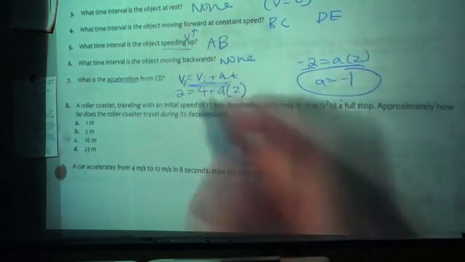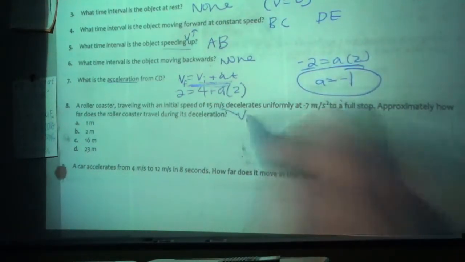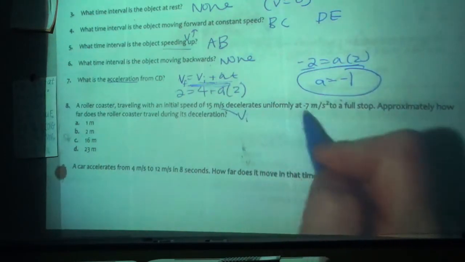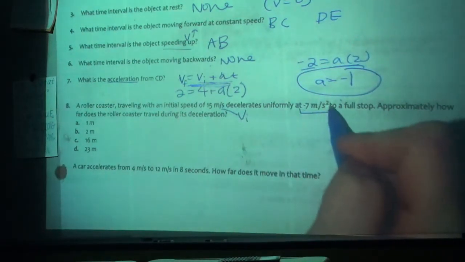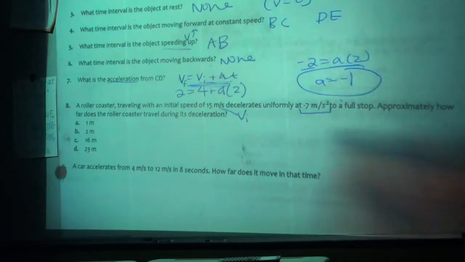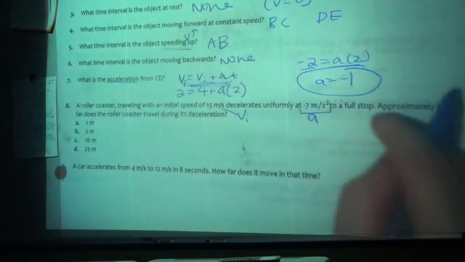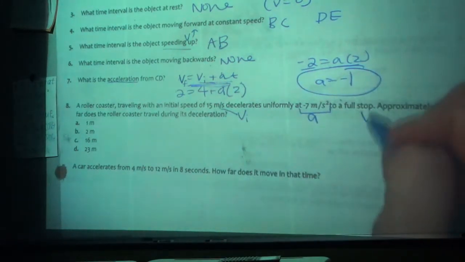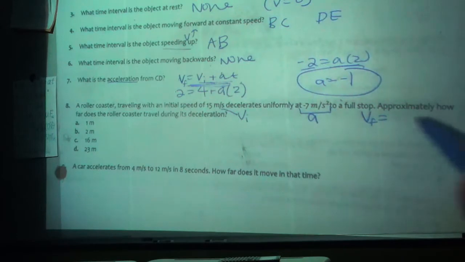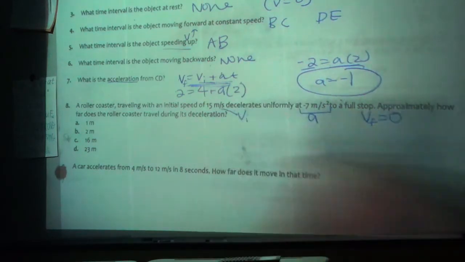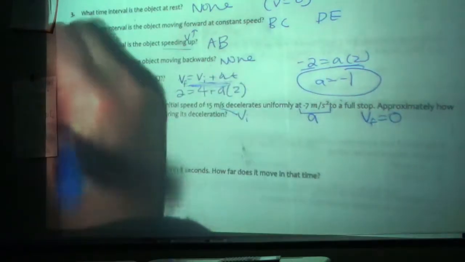A roller coaster traveling with an initial speed of 15 decelerates uniformly at -7 meters per second squared. As soon as you see meters per second squared, that is not a velocity. That is the unit of acceleration. So you cannot put VF here, especially when it says it goes to a full stop. Your final velocity if you go to a stop has to be 0. And then we're looking for how far, so we're looking for distance here.